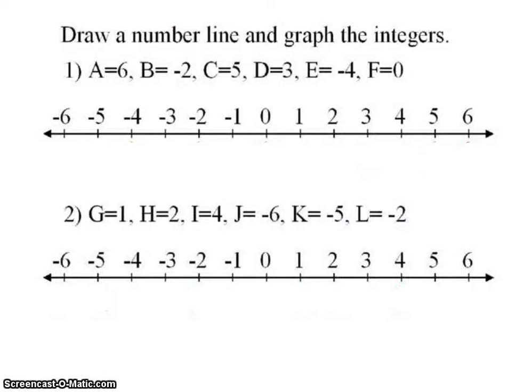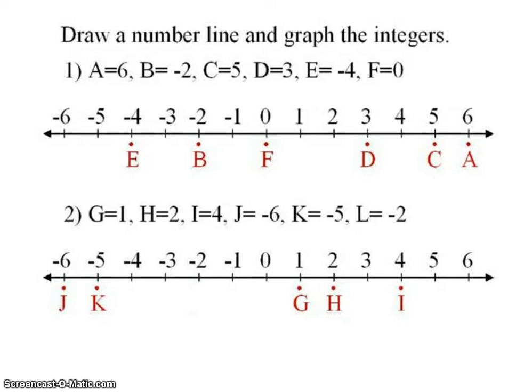Okay, first, if you have a number line and they say a equals 6 or b equals -2, you have to be able to place it on the number line. So the a on this one would be here, the b would be under the -2, c would be under 5, d will be under 3, e is under -4, and f is at 0. Down below, g is at 1, h is at 2, i is at 4, j is at -6, k is at -5, and l is at -2. So that's pretty simple. That should be easy.